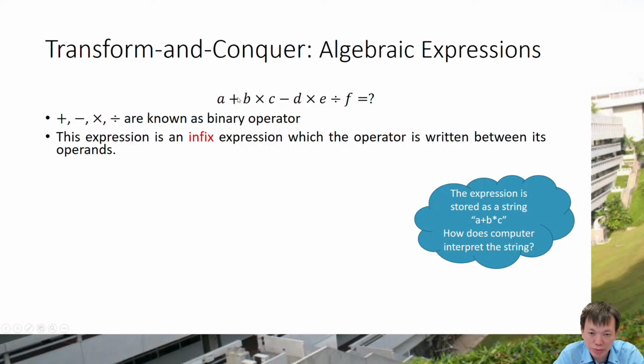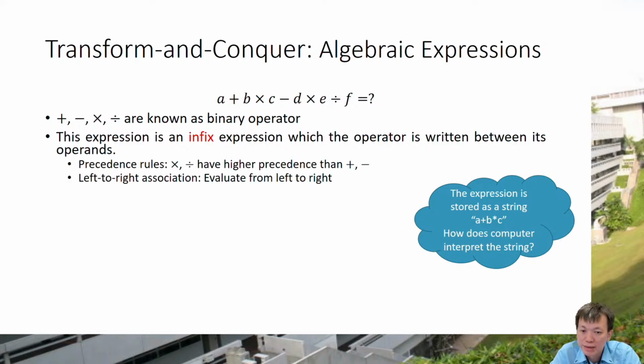How does the computer interpret this string? Because basically what you provide is a string, the user keys in the expression. How does the computer learn? They need to know the rule that humans have, that multiplication and division have higher precedence than addition and subtraction, and then they need to do it from left to right. This is the rule defined by human beings. So how can the computer understand it?